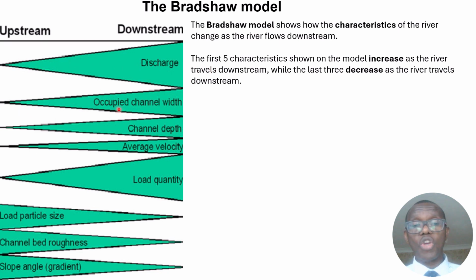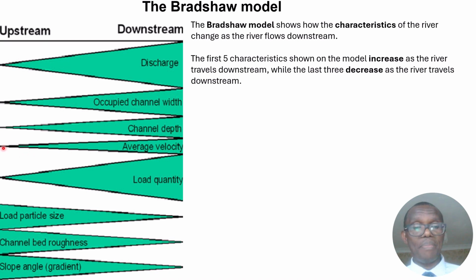Then we also have the occupied channel width. So that is the width of the river, how wide it is. So in the upper course, it's likely to be narrow, but then as you flow down towards the lower course of the river, that river is likely to widen as it carries a lot more material and as it has more energy to erode that river channel. So it will eventually become a lot wider than it was when it started here in the upper course. And then the channel depth as well is likely to get deeper, or the river will become deeper as you flow from upstream to downstream areas.